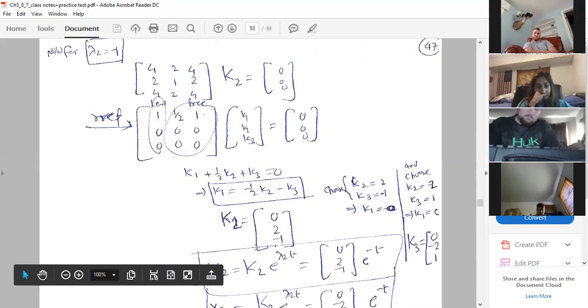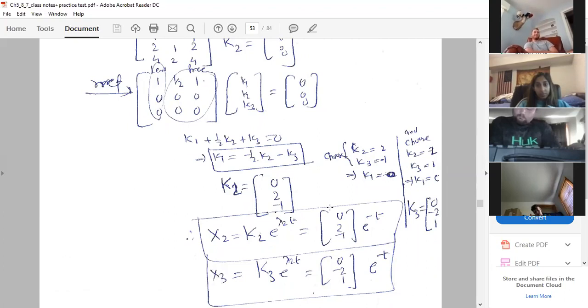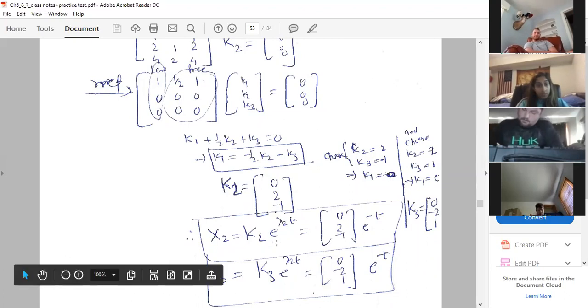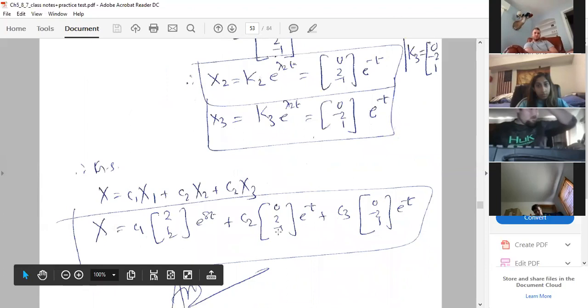Now my x2 is nothing but K2 e to the power lambda 2, 3 and x3 equal to K3 e to the power lambda 2, 3. You fix your K2 and K3 by choosing different values of small k2, k3. So these are the values. But again, my m is less than n, and that's the reason I'm following the first part of the formula sheet: C1 X1, C2 X2, C3 X3. Plug in the values, and that is the answer.